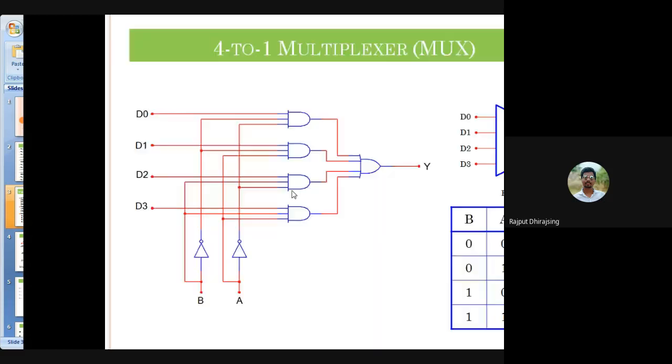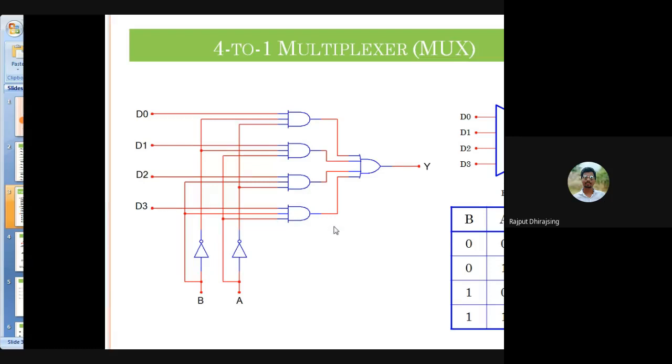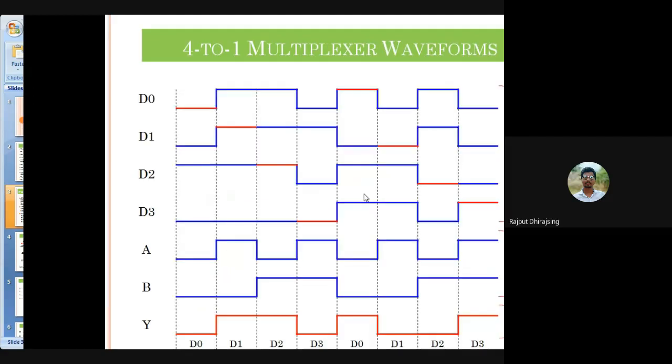When we are implementing any function by using the mux, we represent that function in terms of sum of products or product of sums. I think you are familiar with the sum of products and the product of sums. For the mux, generally we use the sum of products. A sum of products equation we can easily implement by using the multiplexer. So this is the output waveforms for the mux.